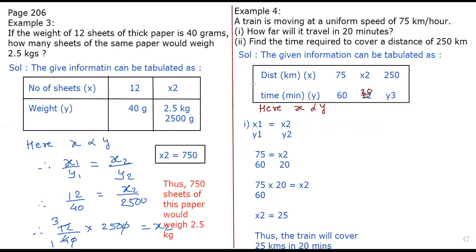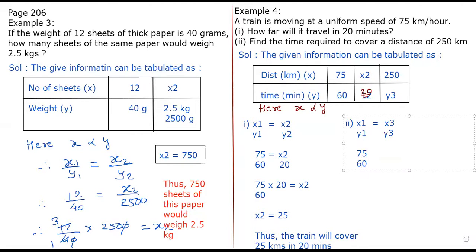Next, find out number 2. Find out the time required for 250 kilometers. Also, will I get X1 upon Y1 is equal to X3 upon Y3? Yes or no? Yes, sir. So again, 75 upon 60 is equal to 250 upon Y3.